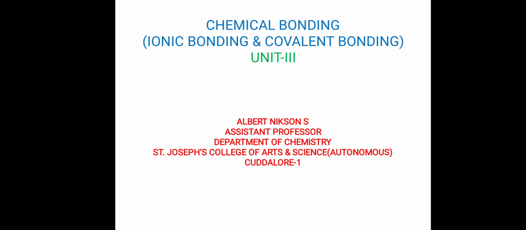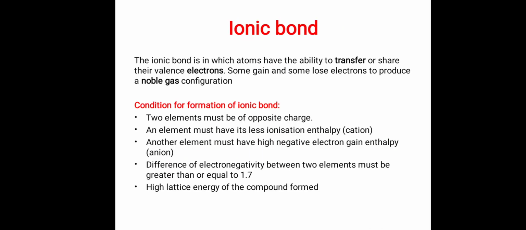The topic we are going to discuss is chemical bonding: ionic bonding and covalent bonding. So, the ionic bond is one in which atoms have the ability to transfer or share their valence electrons. Some atoms gain and some atoms lose electrons to produce noble gas configurations.